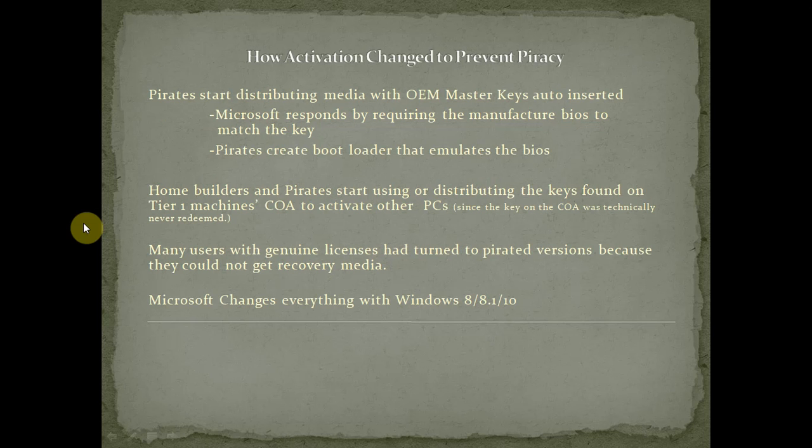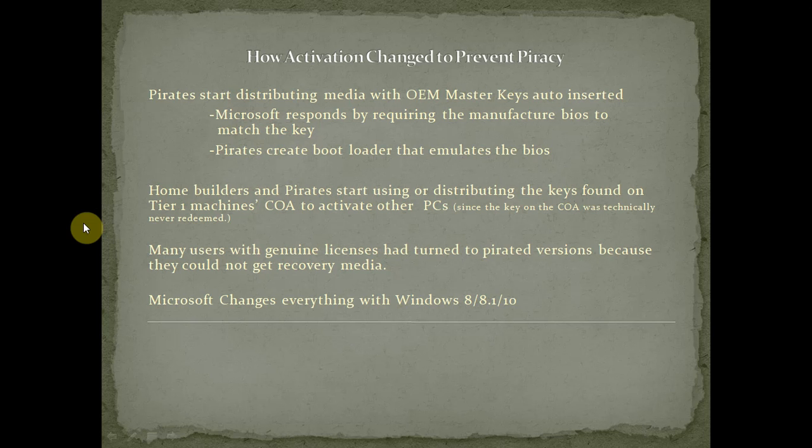And Microsoft had to change a lot of this due to piracy. Pirates initially started distributing Windows media with OEM master keys auto-inserted using scripts. Microsoft responds by requiring manufacturer BIOS to match the key. And then pirates create a bootloader that emulates the BIOS to get around that.